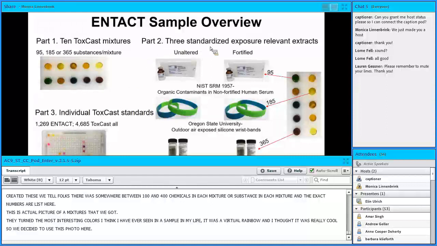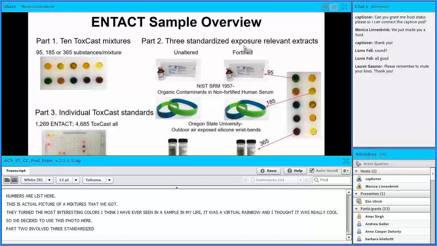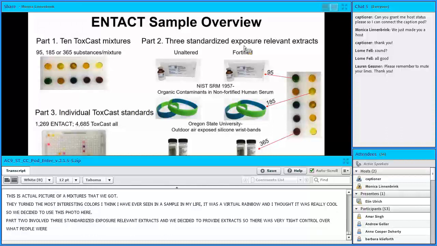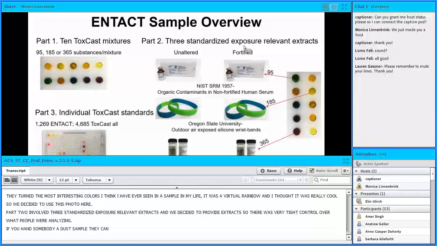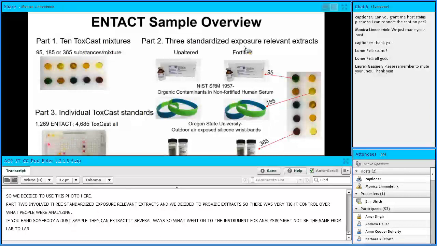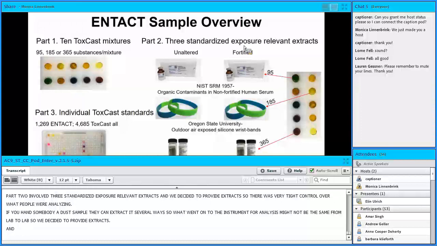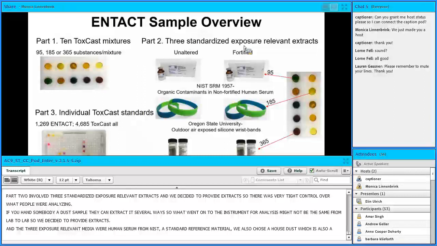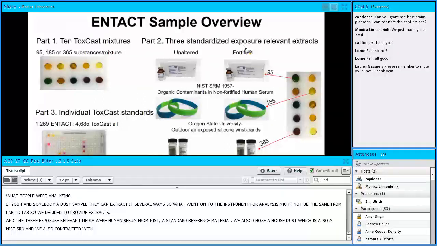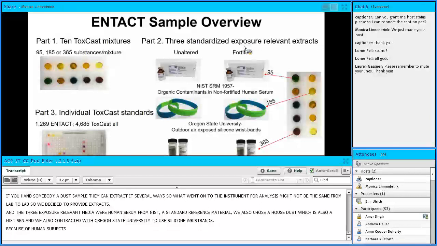Part 2 involves three standardized exposure-relevant extracts. And we decided to provide extracts so that there was very tight control over what people were analyzing. If you hand somebody a dust sample, they can extract it several different ways, and so what went onto the instrument for analysis might not necessarily be the same from lab to lab. So we decided to provide extracts. And the three exposure-relevant media that we chose were human serum that came from NIST. That's a standard reference material. We also chose a house dust, which is also a NIST SRM. And then we also contracted with Oregon State University to use silicone wristbands. And because of human subjects research, we asked them to do an outdoor air exposure with the wristbands.